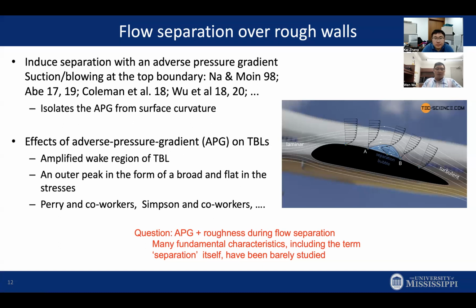A few effects that people have observed for adverse pressure gradient induced flow separation in canonical smooth wall turbulent boundary layers include the amplification of the wake region. This wake, I want to emphasize, is not the roughness wake flow, but the wake region in the law of the wall in the outer layer, which is amplified. And also there's the outer peak of the Reynolds stress. These are pretty common observations. Then the question, as I said, is what if we have adverse pressure gradient and roughness? In such a case, as I will show you, even the definition of separation is not really clear.